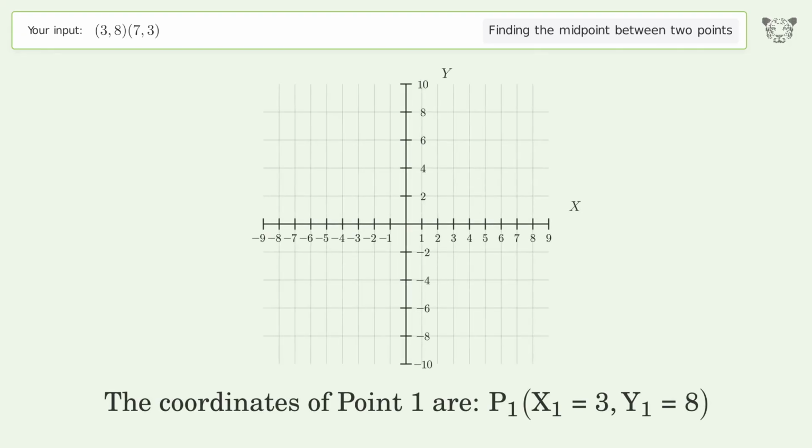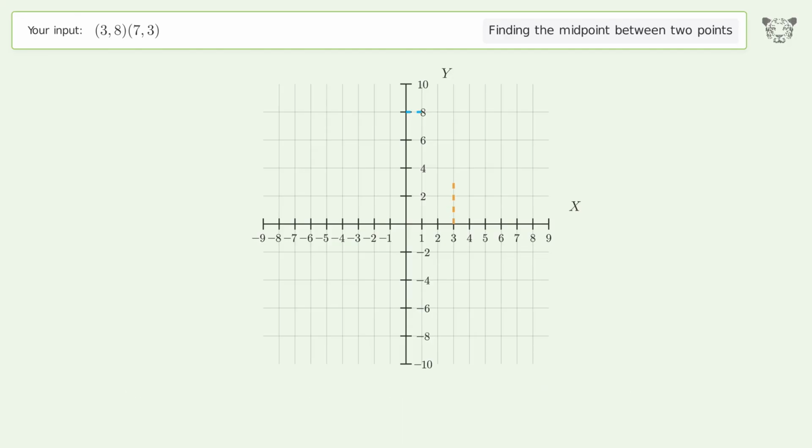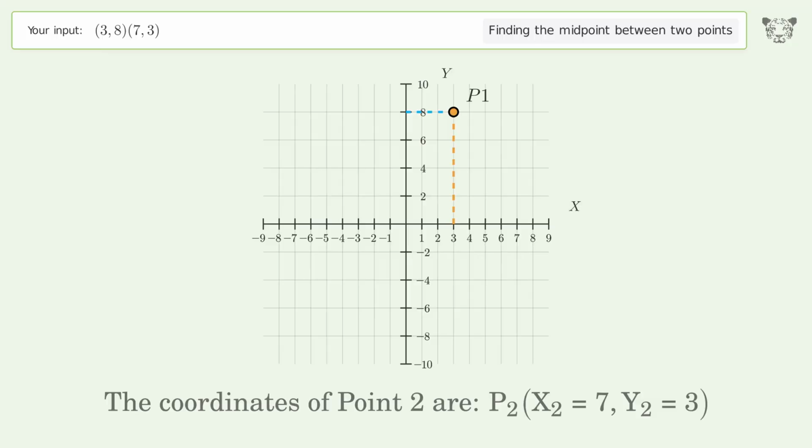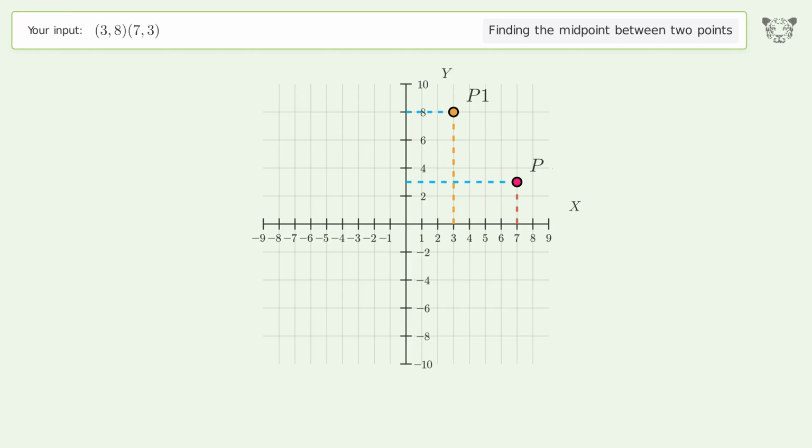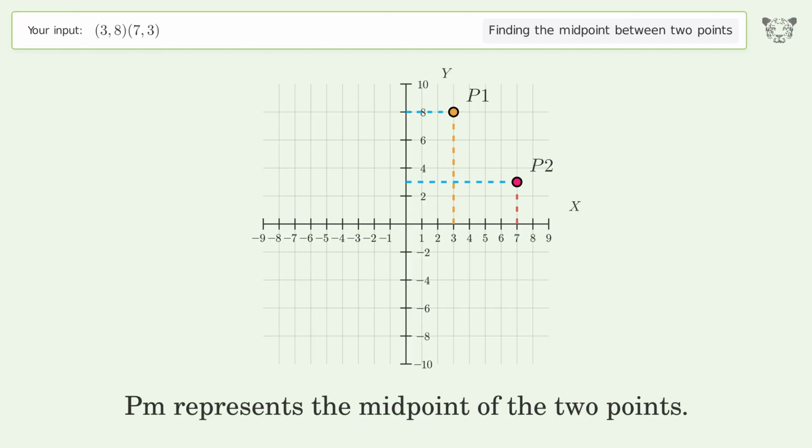The coordinates of point 1 are x1 equals 3, y1 equals 8. The coordinates of point 2 are x2 equals 7, y2 equals 3. PM represents the midpoint of the 2 points.